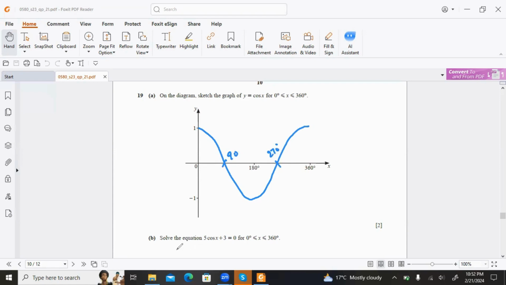And then, solve the equation 5 cos x plus 3 equals 0. For that, this is your minimum. So 5 cos x plus 3 equals 0. Going to make cos x the subject, so it's going to be -3 over 5. Then we take cos inverse of that. So that gives us cos inverse of -3 by 5, which is 126.9 degrees.